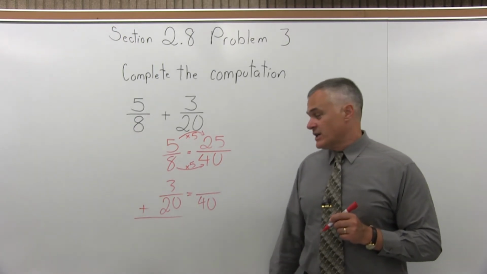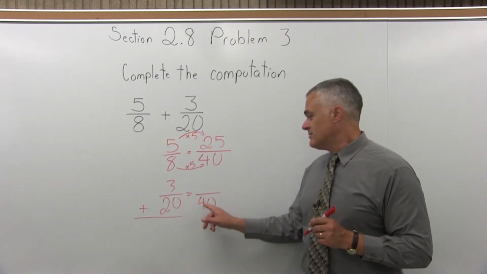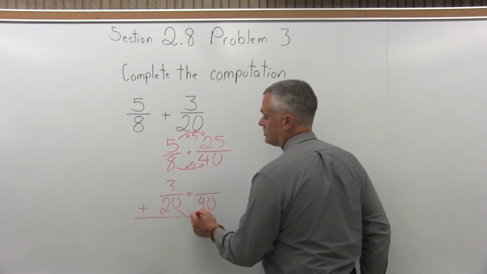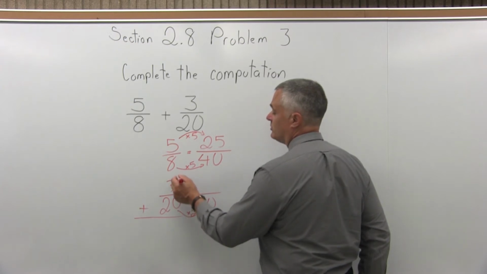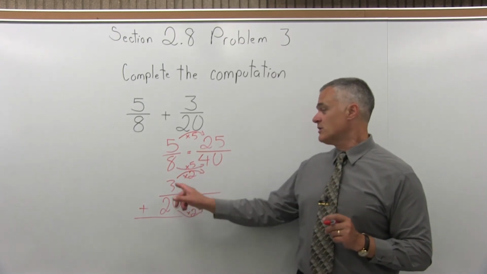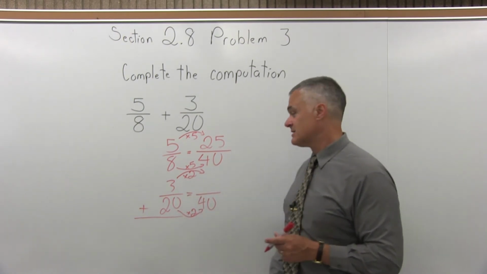And now for the lower fraction. I have 20 times some value will turn into 40. Well, that some value must be times 2. 20 times 2 is 40. So the numerator is multiplied times the same value, times 2. So the numerator of 3 times 2 is 6.